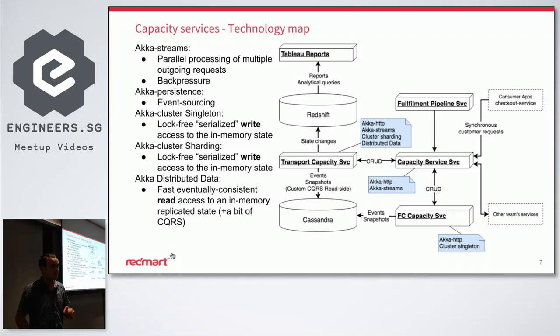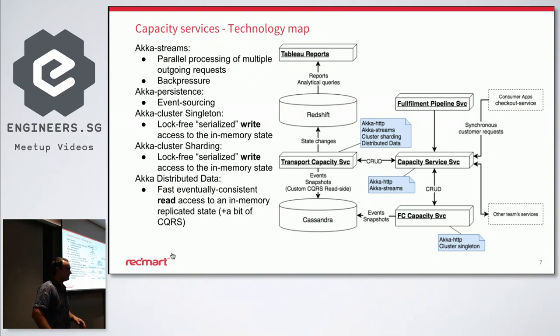So what is exactly transport capacity? What transport is this? So this is fulfillment, like logistics. We have a fleet of vans to perform deliveries. And transport capacity controls how many deliveries we can make every day in every geographical zone.